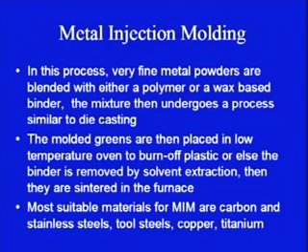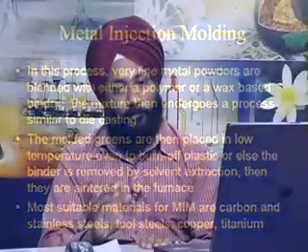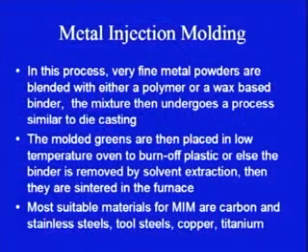So, initially we have seen the metal particles are coated either by a wax or with the help of a polymer. So, this has to be removed later on. How will this be removed? This will either be removed by heating it in a small oven, or it will be removed with the help of solvent extraction. Then they are sintered in the furnace. So, the molded greens that are made are then sintered in the furnace.